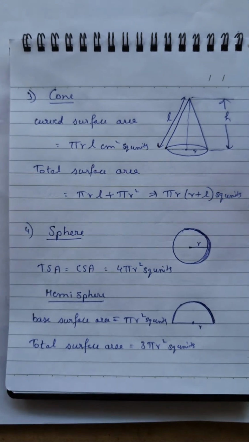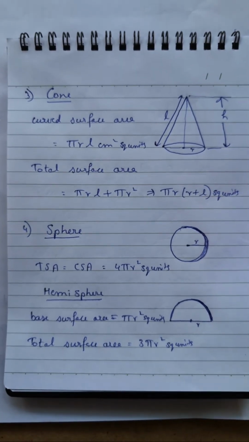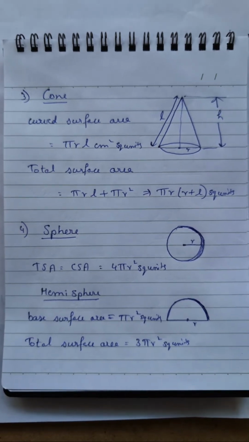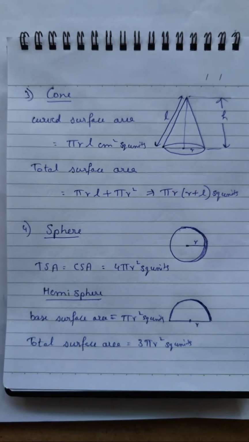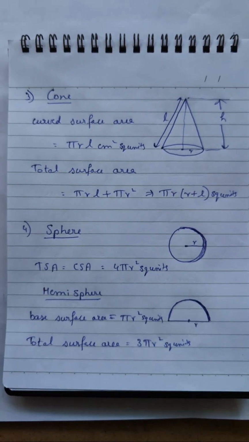Whereas for sphere you can consider the example of a cricket ball. So the shape of a ball is a sphere. Okay, so how to find the total surface area of a sphere? It is 4 pi R square, square units.